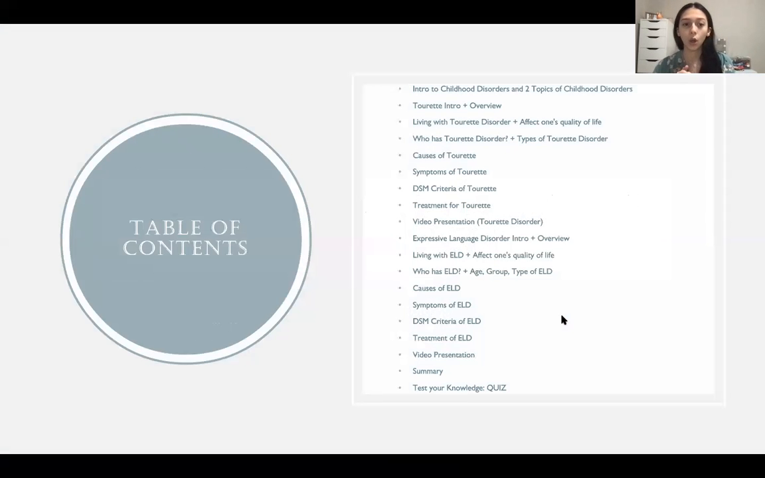So to begin, we are going to begin with the table of contents. The table of contents is just an overview of what my presentation is going to be about today. I did my presentation on two different childhood disorders. We'll get further into that. I listed the causes, the symptoms, and how it affects a person.